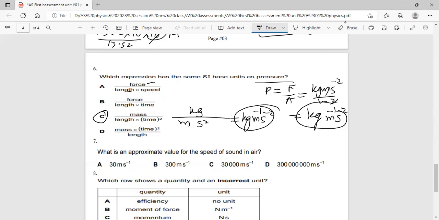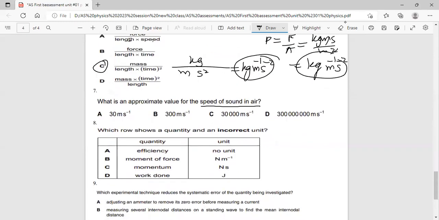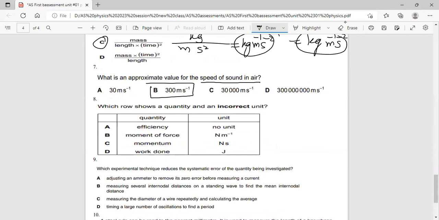What is the approximate speed of sound in air? Sound. So that's very common. 300. In air, it is 300. Which row shows the quantity and incorrect unit? So it means three quantities will be with correct unit. So efficiency, no unit, yes. Moment of force is force into distance. Force is Newton, distance is meter. But over there, they have written Newton per meter. It means this is the wrong unit, the incorrect unit, which we have to look for. That's why B is the option.